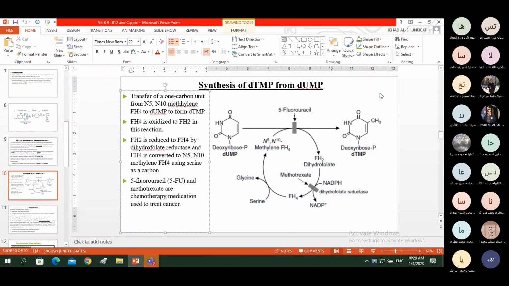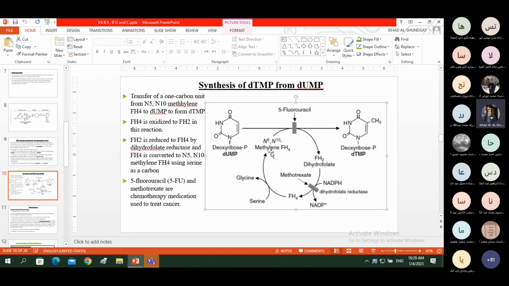شوف مراد، اللي هون عندنا الفوليت اللي هو FH4، الأكتف فورم. FH4 بيحمل 1 كربون جروب in the form of methylene، فلذلك بيعمل ميثايليشن للدم، فبيحولها إلى DTMP، لأنه اليوراسيل موجود بالـRNA بينما الثايمين موجود في الـDNA فقط. فلذلك الـFH4 بيعمل ميثايليشن للدم وبيحولها إلى DTMP. هذا هو النورمال بروسيس.